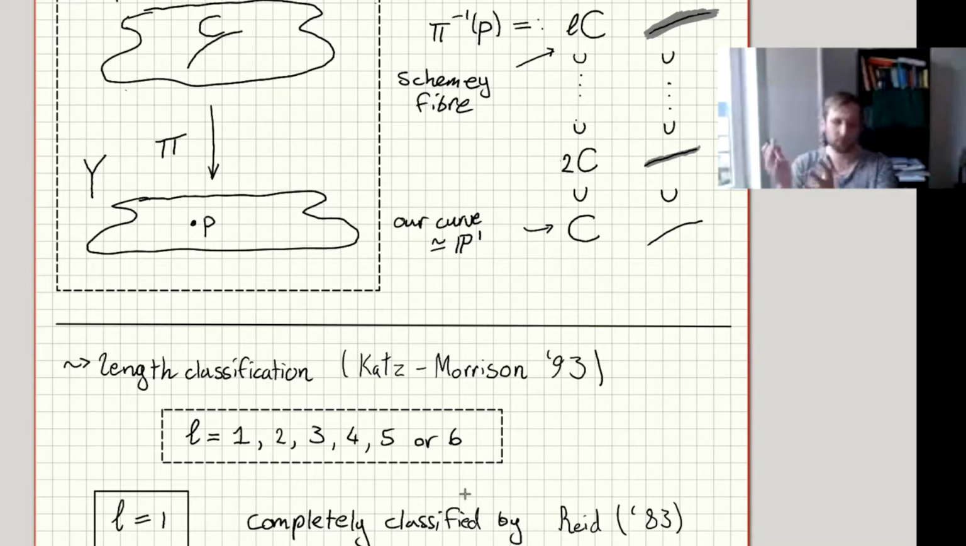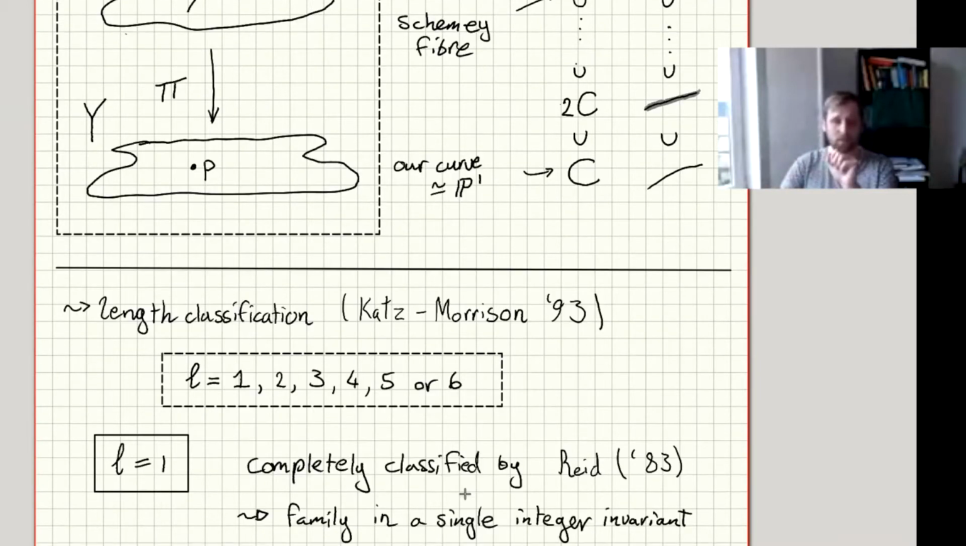So people start looking at these flops and try to classify them. And in the simplest case, you can just completely classify them. This was done by Reid in the 80s. It turns out that there's just a single family. There's just a single integer that completely classifies all these flops with length invariant 1.